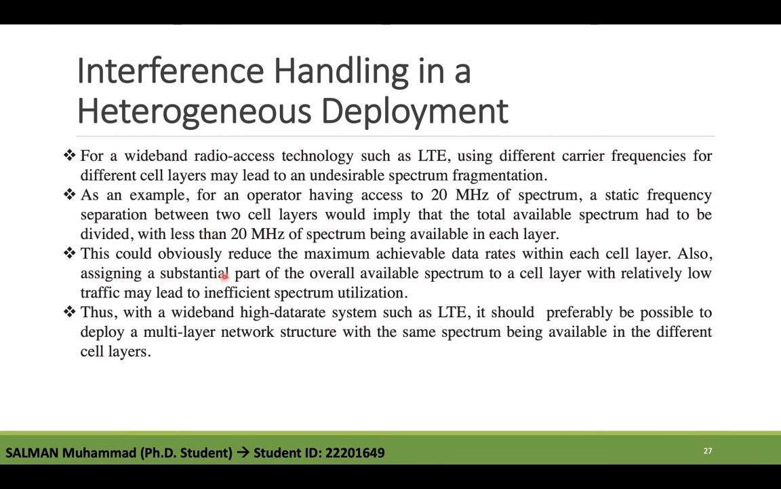This could obviously reduce the maximum achievable data rates within each cell layer. Also, assigning a substantial part of the overall available spectrum to a cell layer with relatively low traffic may lead to inefficient spectrum utilization. Thus, with a wide, high data rate system such as LTE, it should preferably be possible to deploy multi-layer networks with the same spectrum available in the different cell layers.